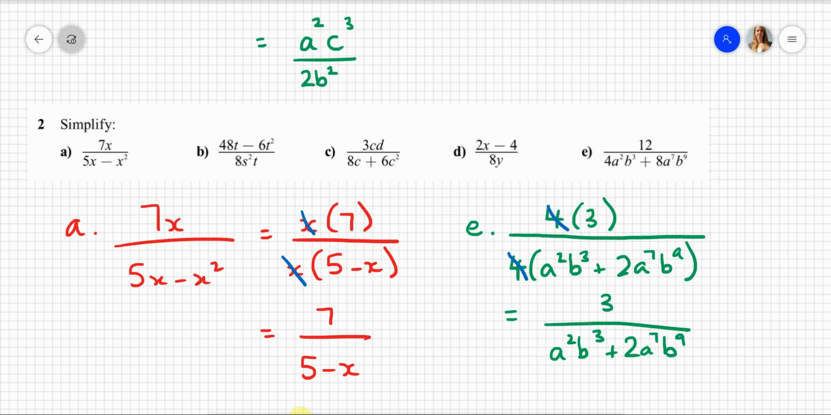I have put the answers up for these ones, so mark your answers, and if there is one that you are not sure how to do or you get stuck on, leave me a comment and I will go through it.